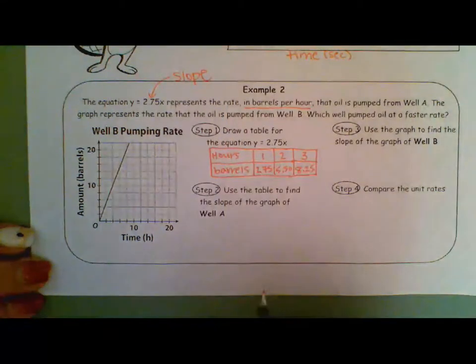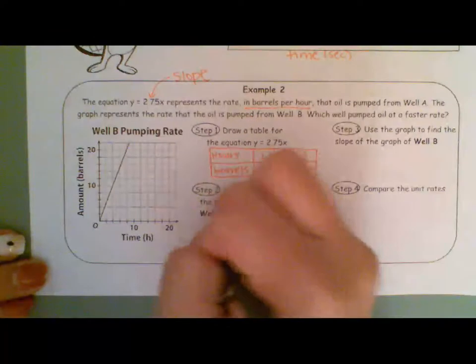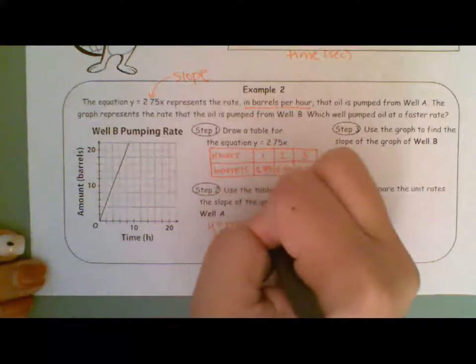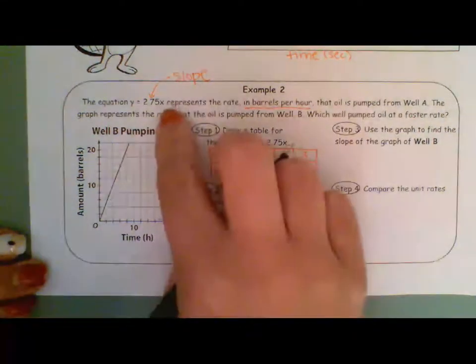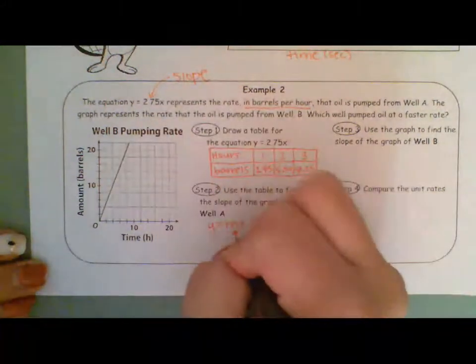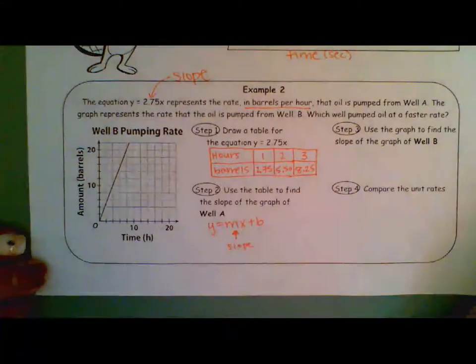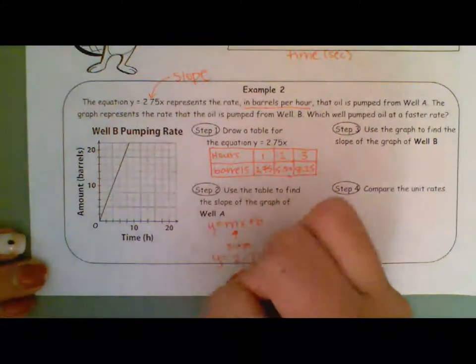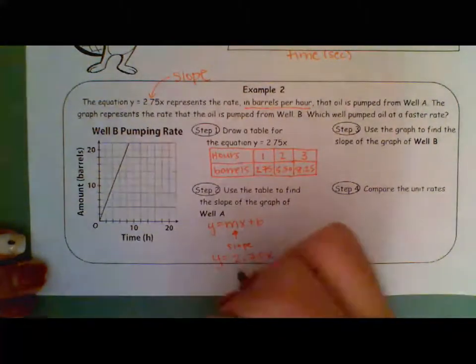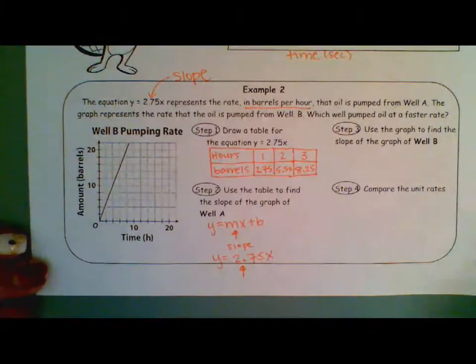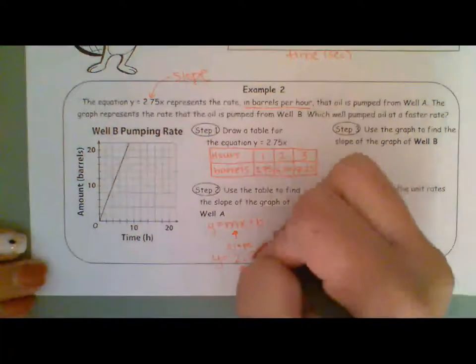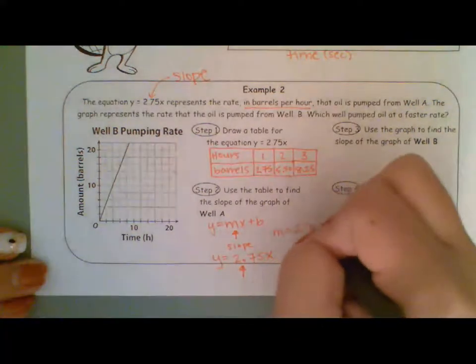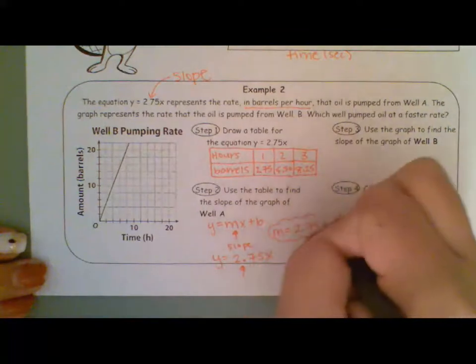Okay, it says step 2, use the table to find the slope of the graph of well A. Well, it's already in y equals mx plus b form. There's no b on it, but that's okay. We care about this m because that's the slope. The m is the slope, so because it's already y equals 2.75x, we already have the slope right here, 2.75. So our slope is 2.75 for well A.